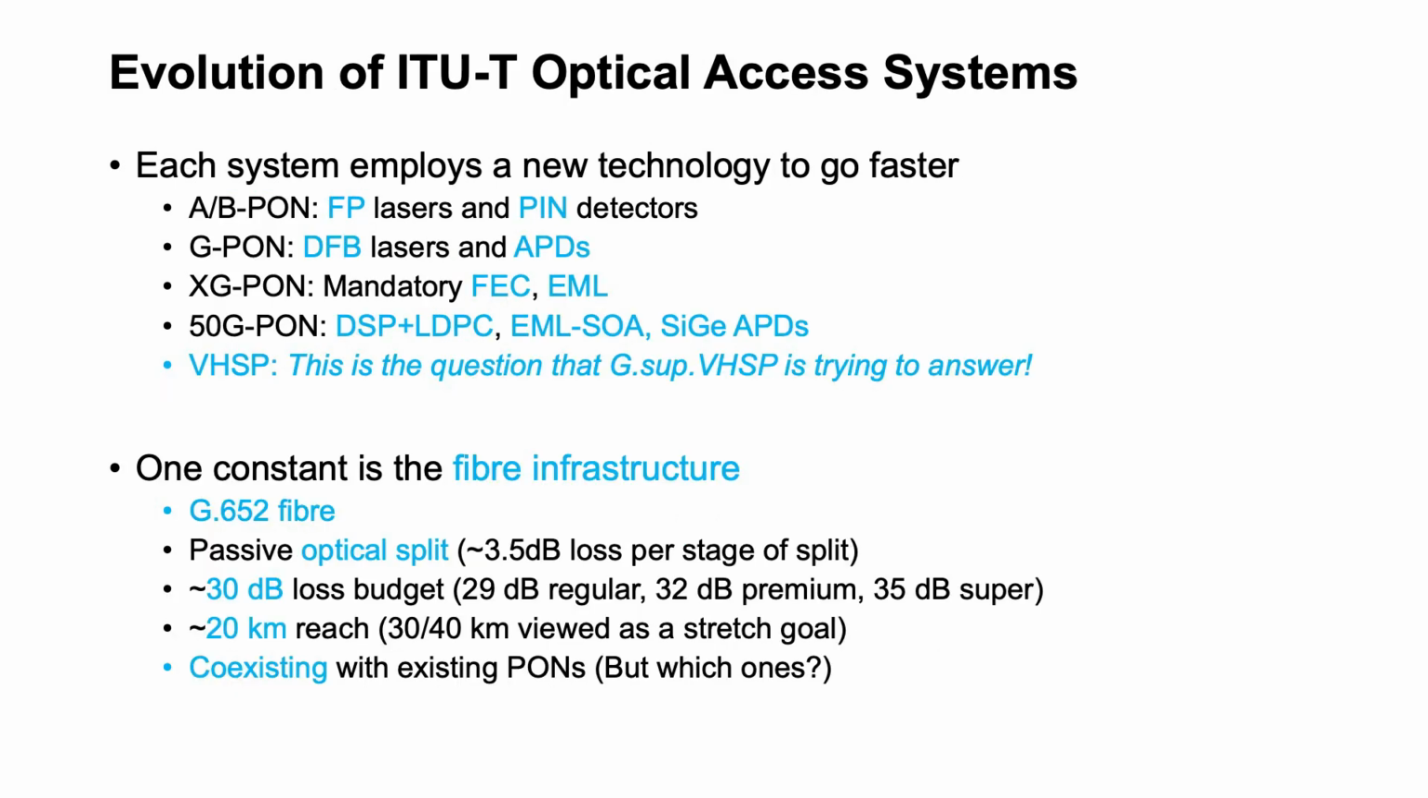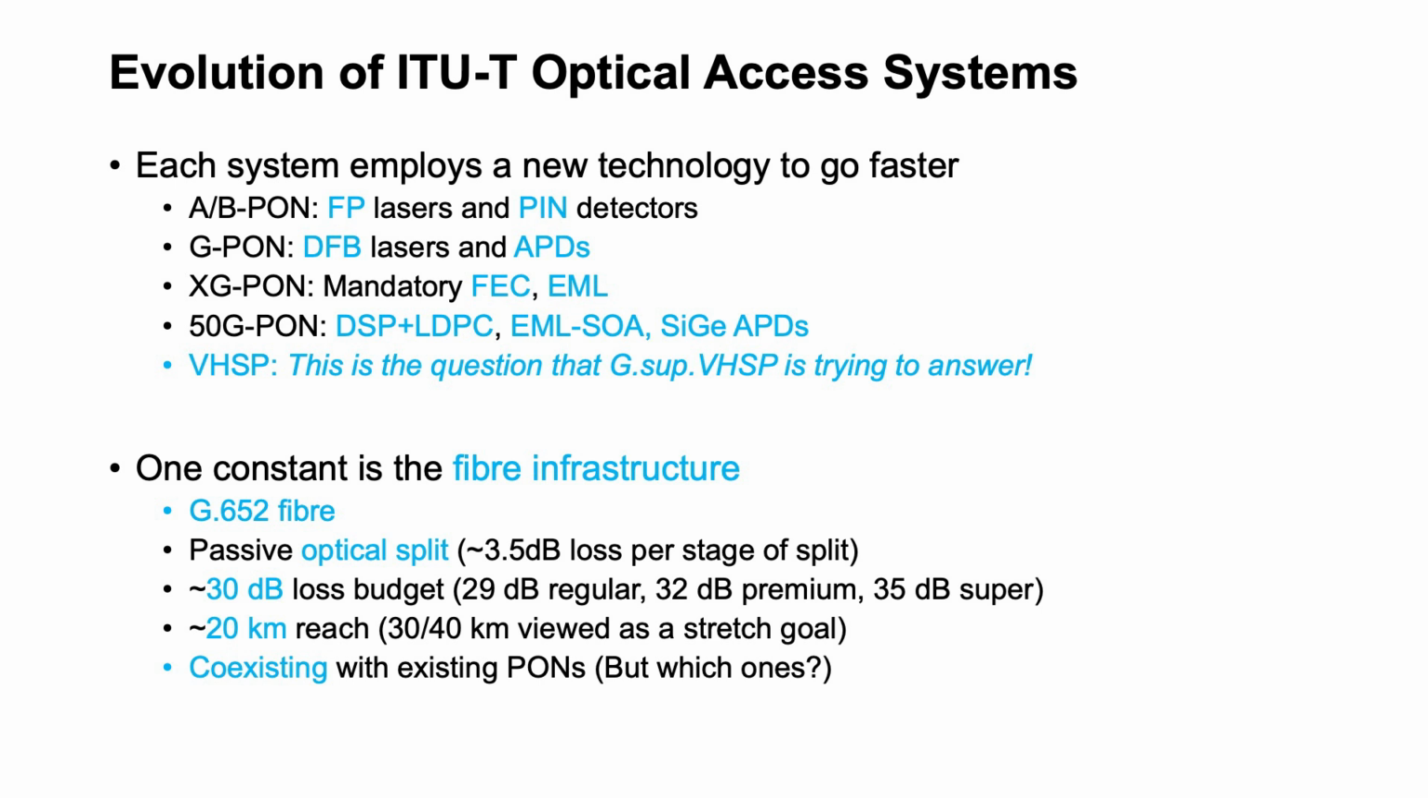I probably won't go into the detail of this slide too much. I think what it's trying to say is that with each generation of PON, we need some kind of technology development. There's always something new that we need to add to enable the higher speed. And really, with very high-speed PON, the question we're trying to answer is, what technology evolution do we need to enable this 200G capacity?